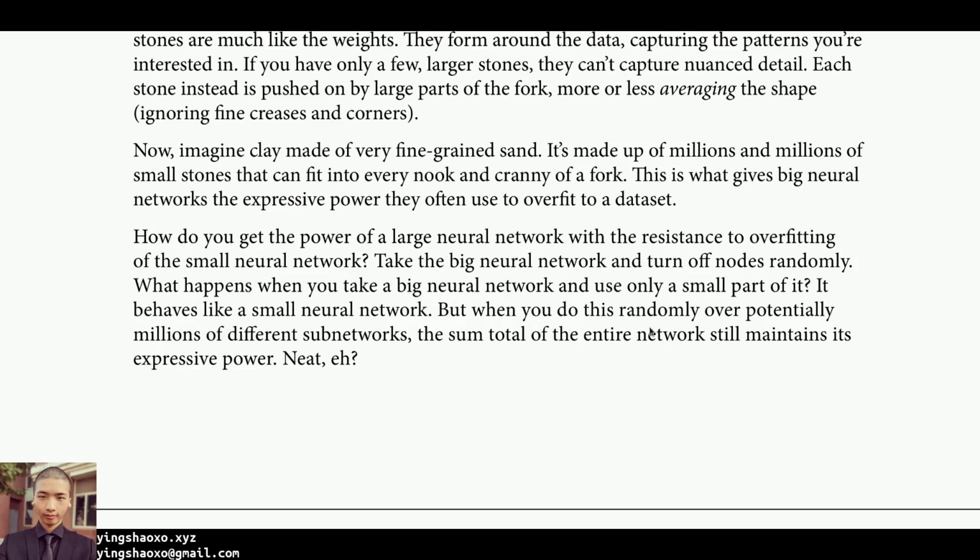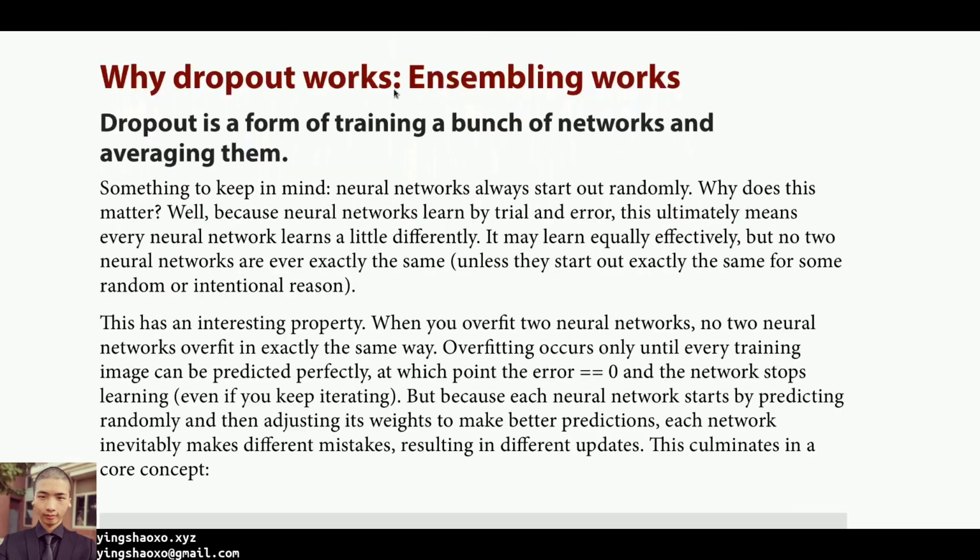But when you do this randomly over potentially millions of different subnetworks, the sum total of the entire network still maintains its expressive power, right? So why does dropout work? Ensembling works. Dropout is a form of training a bunch of networks and averaging them. Something to keep in mind: neural networks always start out randomly. Okay, I didn't know that before.